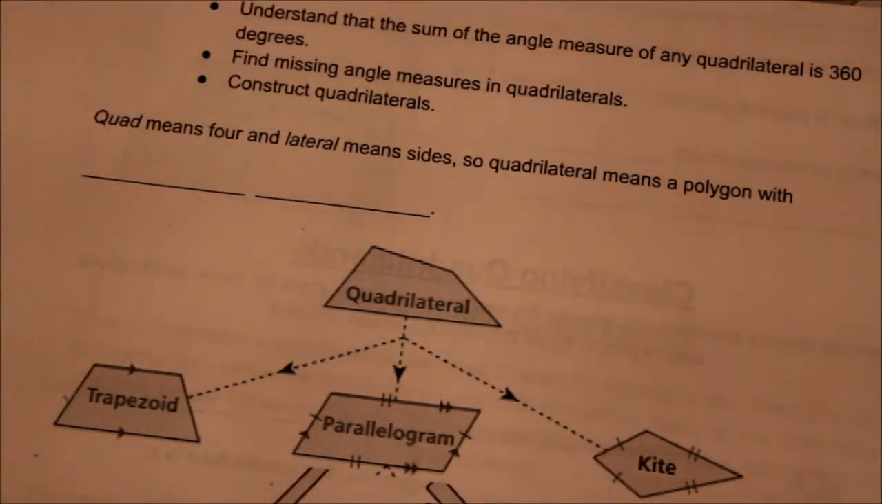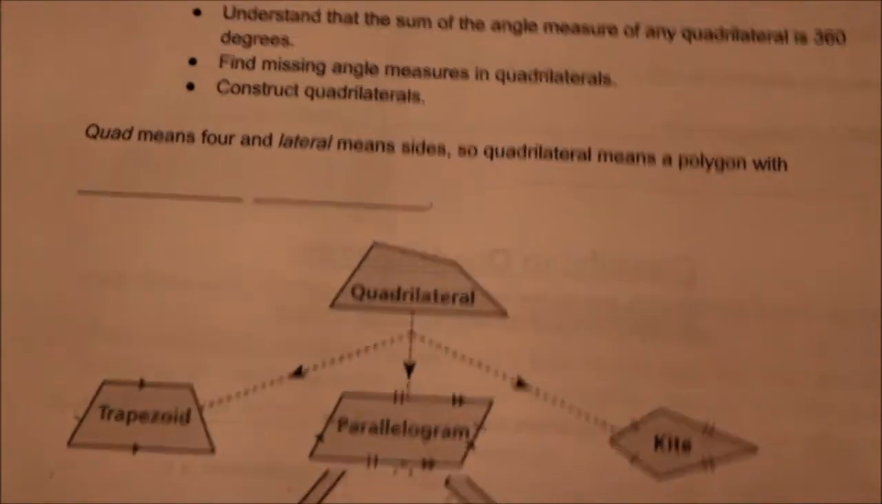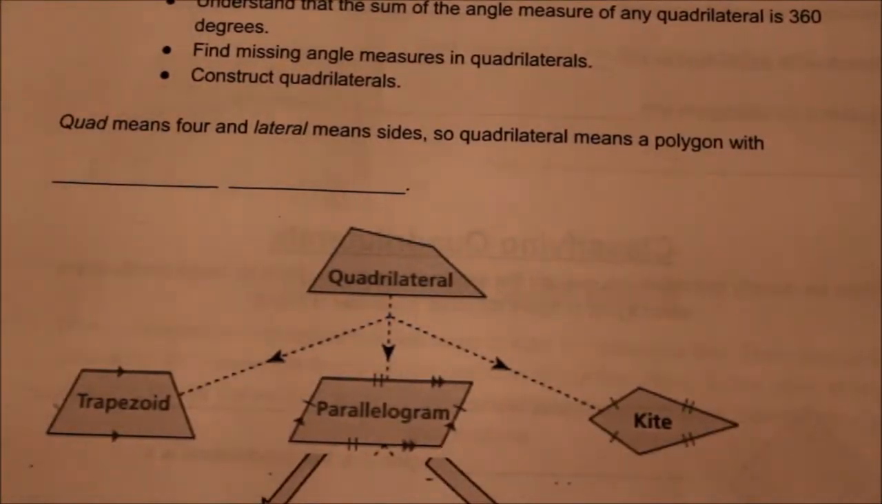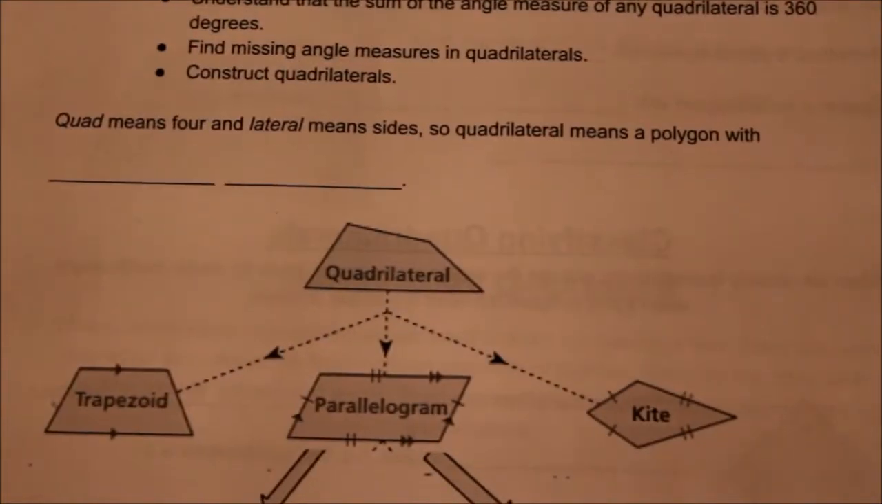Okay, so the first thing we're going to look at is, what does quadrilateral mean? Quad means four and lateral means sides. So quadrilateral means a polygon with four sides.